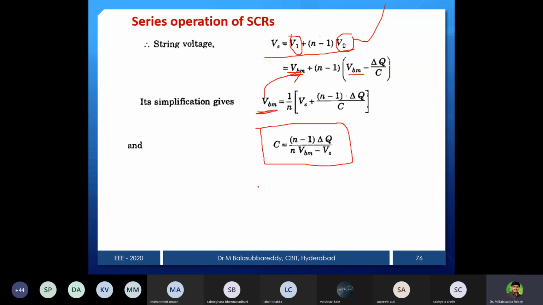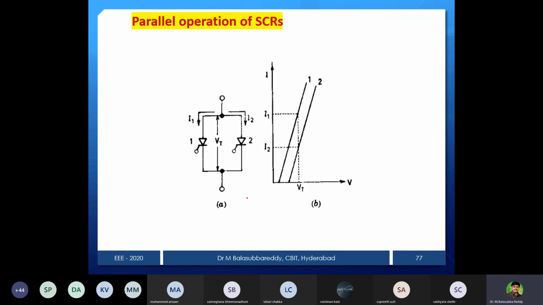These two derivations are very important, and problems are also important. That is what problems ask: this is the voltage rating of each SCR, and then you design the equalizing resistance and the dynamic equalizing components R and C. So these are the formulas we are required to derive. That is all about the series operation.